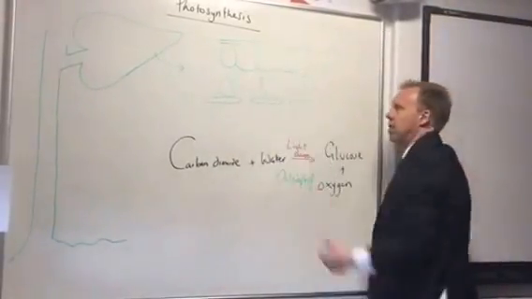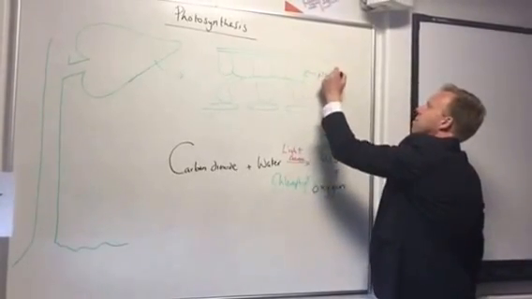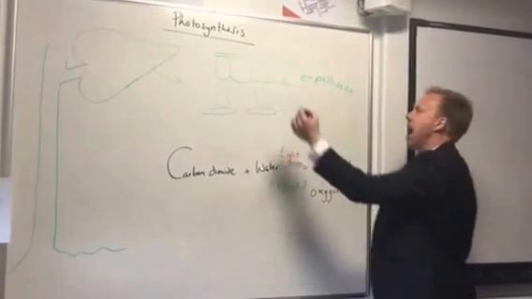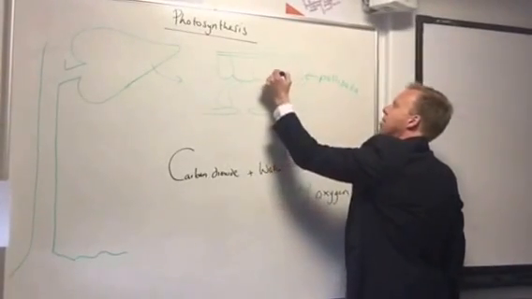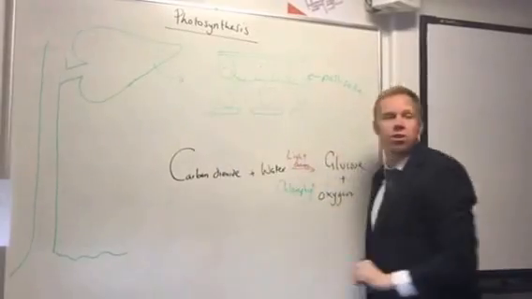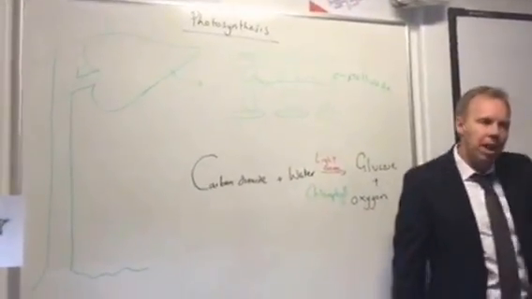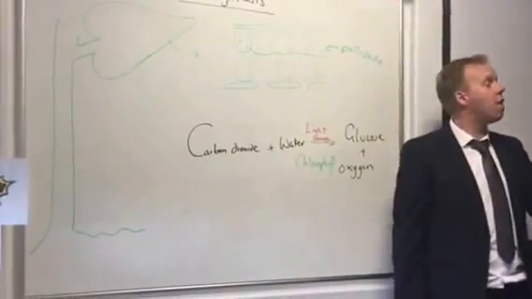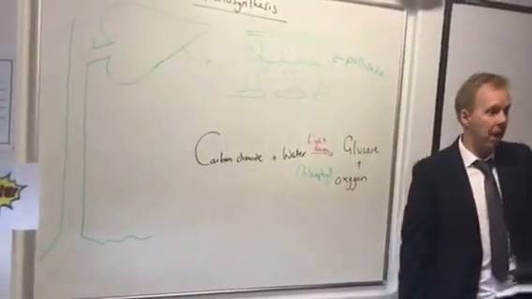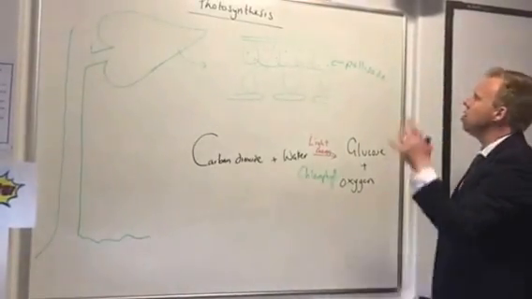This is a cross section of a leaf, and this is the palisade cells. The palisade cells are full of what I'm drawing as green dots. Can anyone tell me what those green dots are? Chloroplasts. Good. And what are chloroplasts full of? Chlorophyll. So don't get that confused. Chloroplasts are full of chlorophyll.